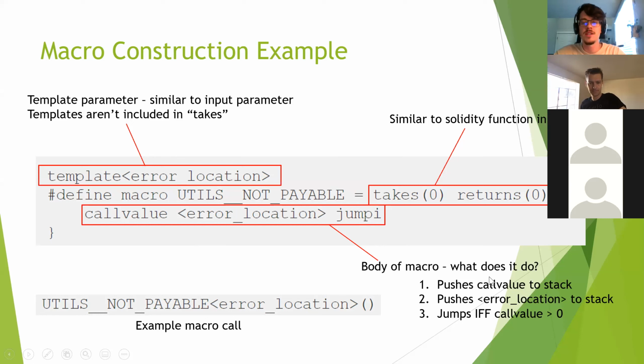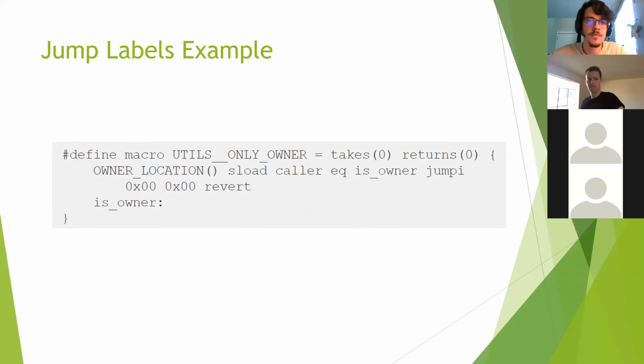So what this thing is effectively, a non-payable fallback function. So it'll revert or go to the error location, which I happen to know causes a revert if you try to send any ether in.